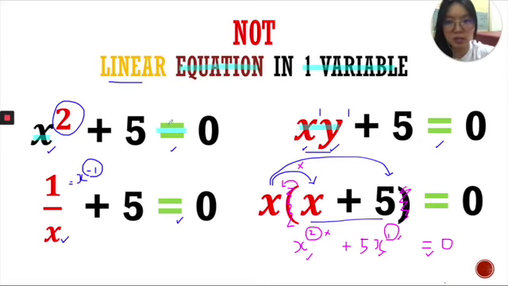Next, check whether there is an equal sign here. If there is, that means it is an equation. And third, check whether this is linear. Linear means I have to check the power of the variable. Check whether it is 1. If it's not, then it is not a linear equation.